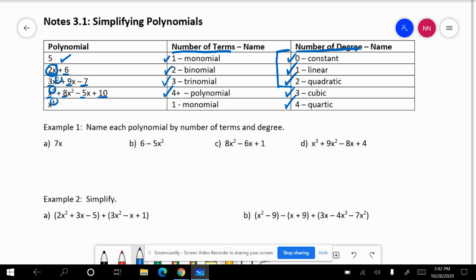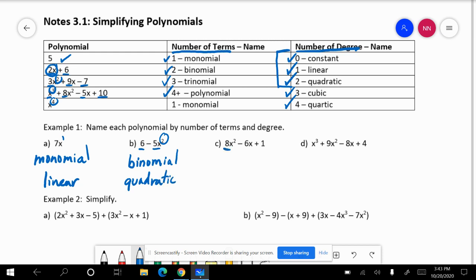So example 1, we're going to name the polynomial by the number of terms and degrees. So for our first one, there's one term, so we call that a monomial. And the degree is 1, so we call that linear. For the second one, we have two terms, so that would be a binomial, just like a bicycle. And the highest degree is a 2, so we call that a quadratic.